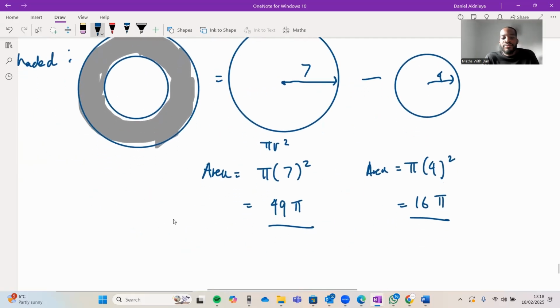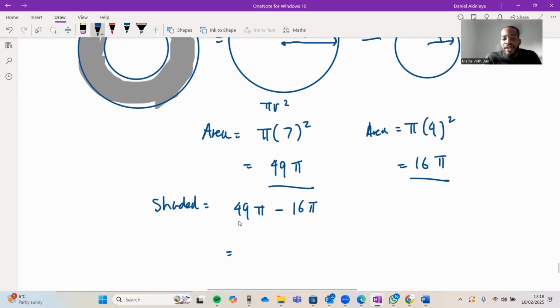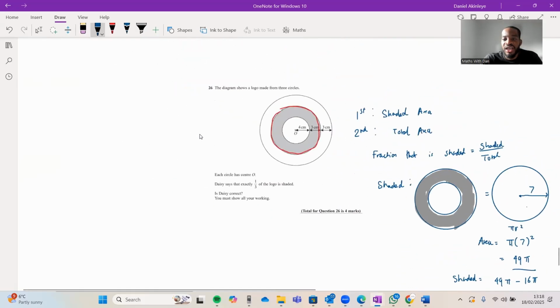So the shaded area is going to equal 49 pi, take away the area of the smaller one, 16 pi, which is going to be, can somebody tell me what this would be in terms of pi? What's 49 take away 16? Fantastic. Laverne, it's 33 pi. So we know the shaded area. That's amazing. It's 33 pi. We're going to just keep that there.